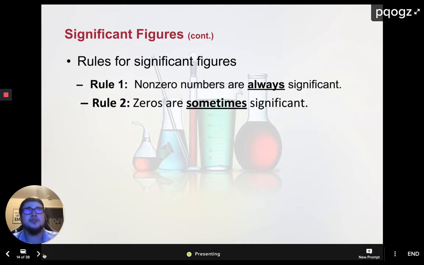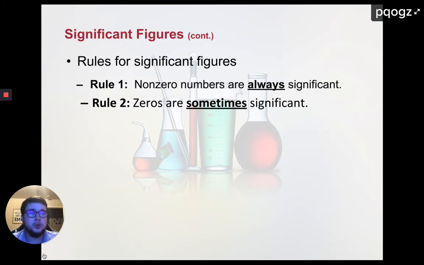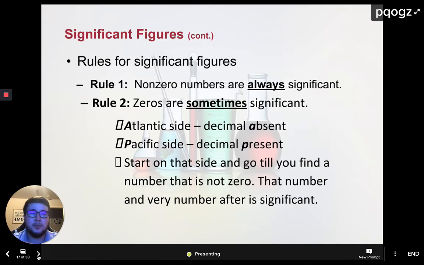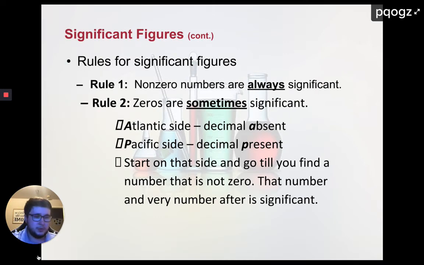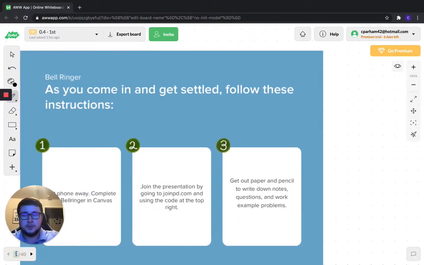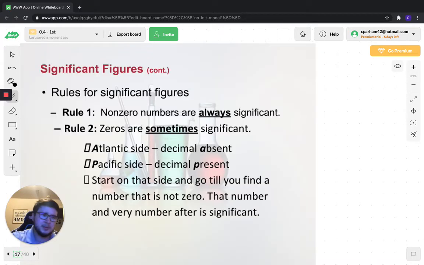Zeros, they are sometimes significant. So in order to figure out when they are significant versus when they're not, we need to think about whether or not there's a decimal in the number. Okay, and so we use a method called the Atlantic-Pacific method to determine if zeros are significant or not. So I'm going to go over to the whiteboard, and this is slide number 17. I'm going to go over to the whiteboard, and I'm going to show you what I mean by this.